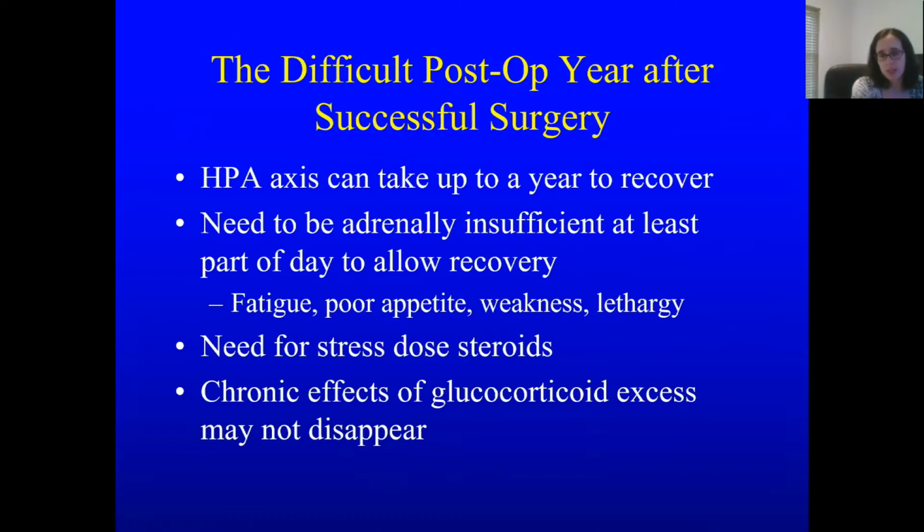Sometimes in these patients, we actually need to start them at supraphysiologic doses of hydrocortisone. Like sometimes they might need 50 milligrams twice a day of hydrocortisone, which is a lot, just to feel normal. And we often have to step them down so that we can get their own adrenals to wake up without having them feel so terrible.